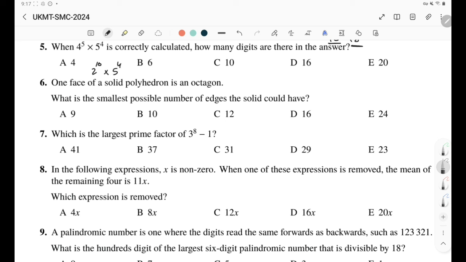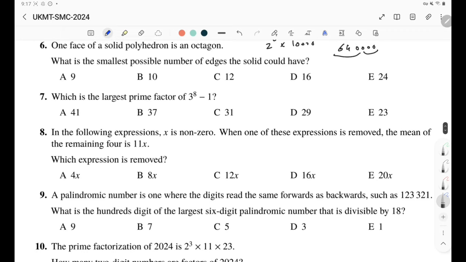Now if you pair the 2s with the 5s, you're going to get 10s, which is really nice. So you're just going to have 2 to the 6 times 10,000. And what is 2 to the 6? Of course, it's just 64. So the answer is 64 followed by 4 zeros. So how many digits? 6, basically. That's the answer.